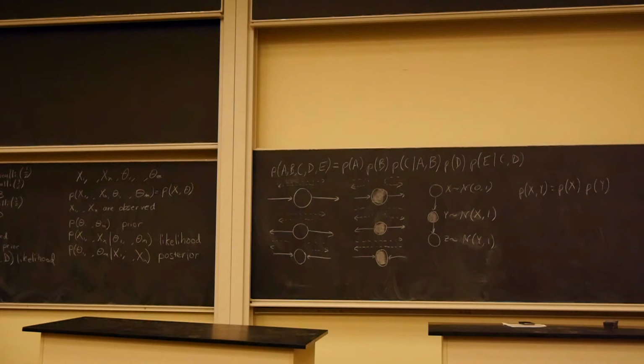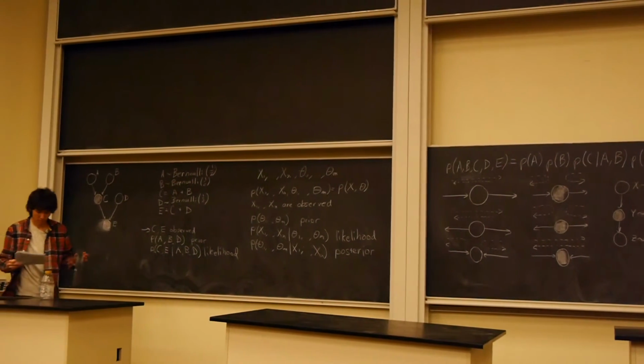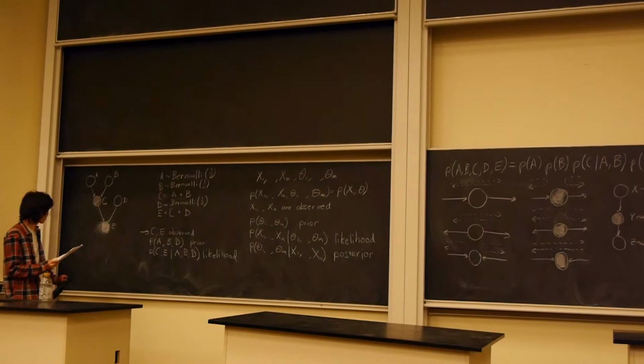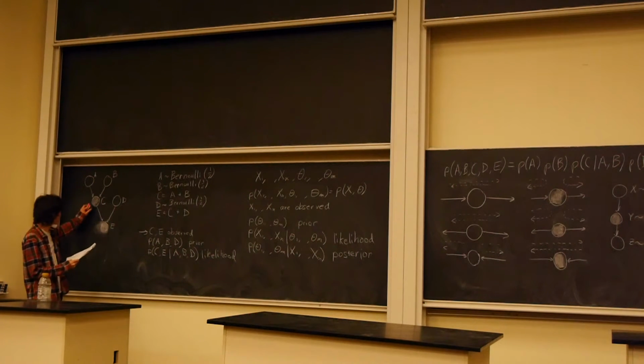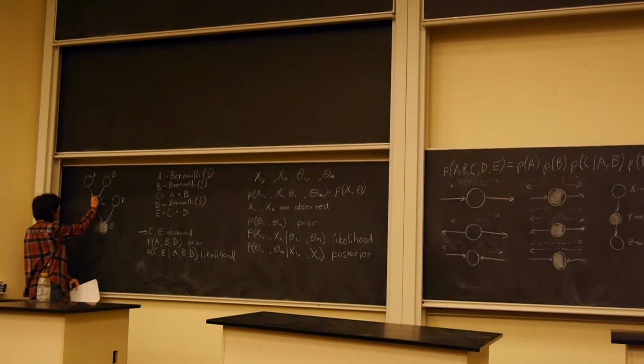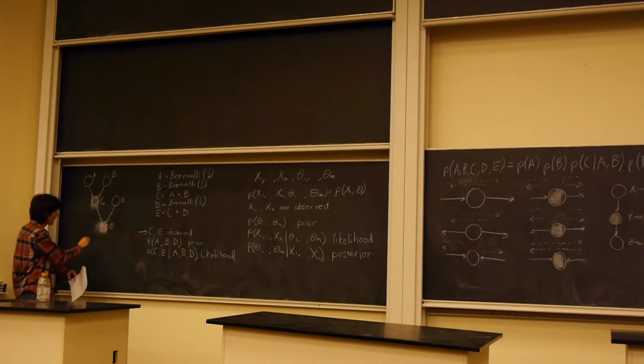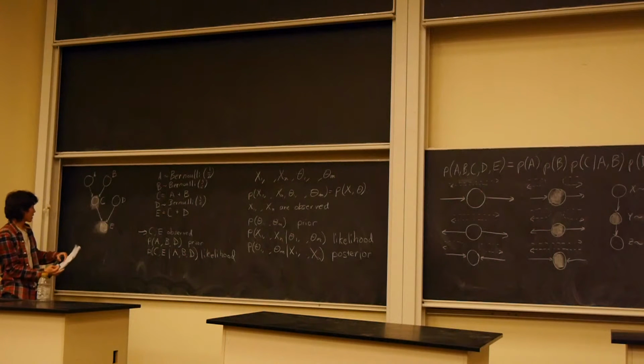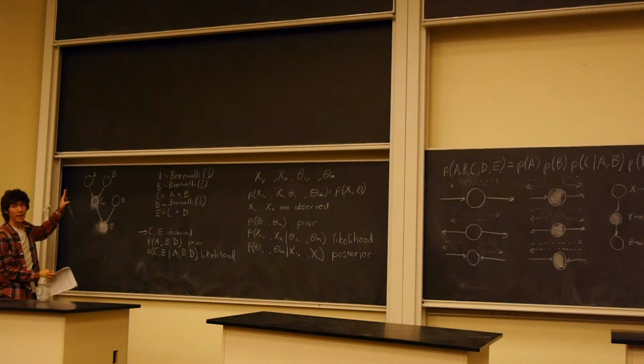So let's just go through a few more examples. Where's the eraser? So what if I made this unobserved? And I kept E observed. So given only E, is A independent of B?